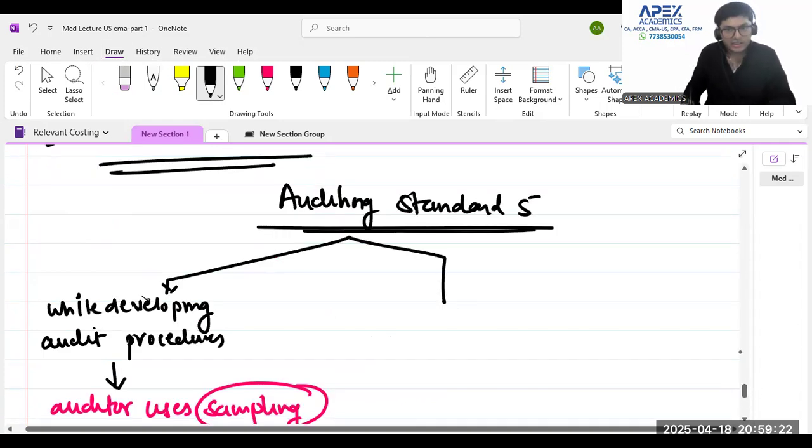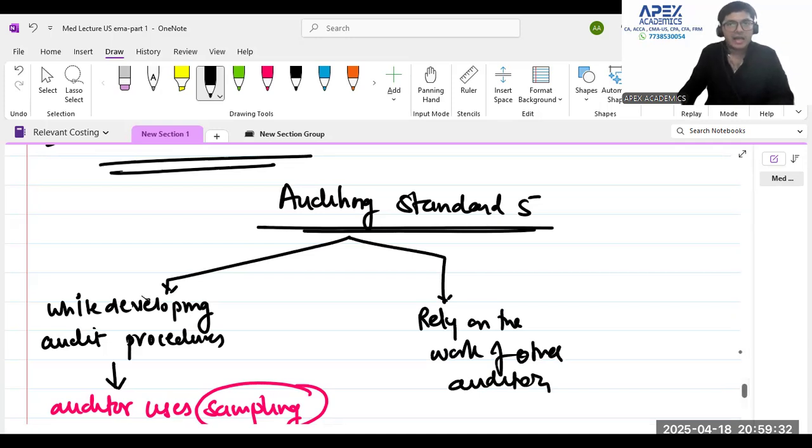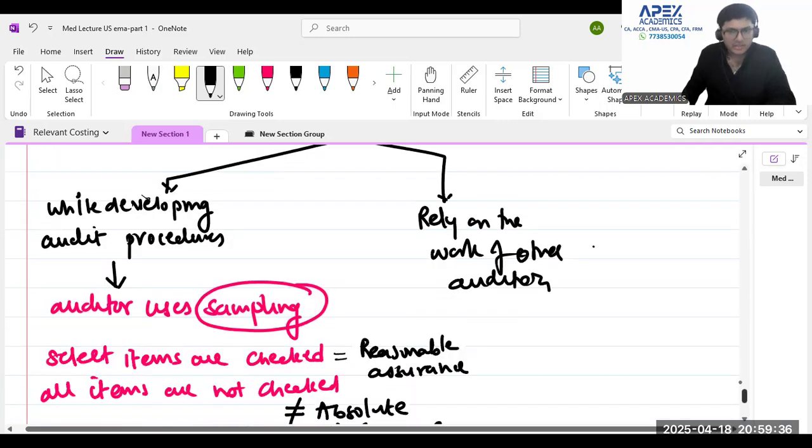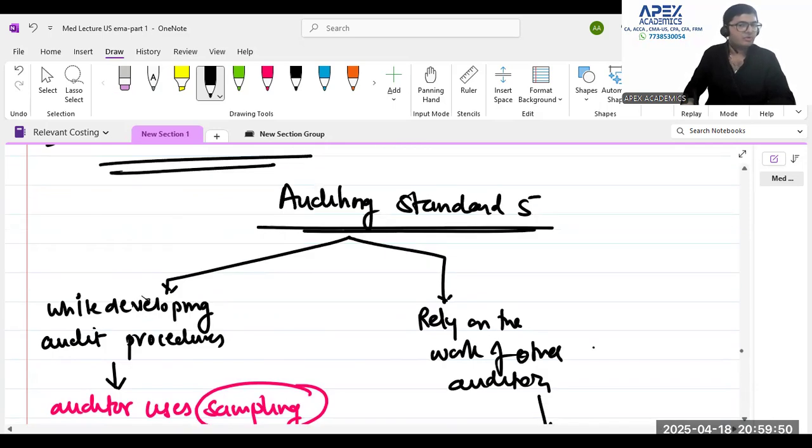Sir, the auditor may have to rely on the work of other auditors. If this happens, there is a principle-based approach to this. There is a principle-based approach to this.